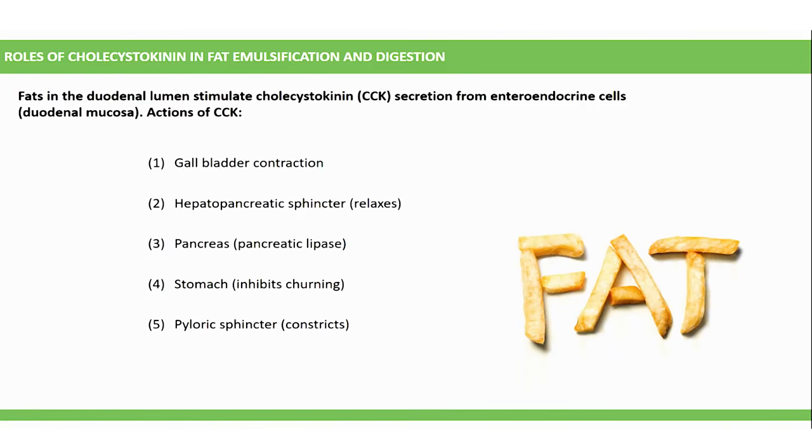I will now summarise the important roles of cholecystokinin in aiding with the emulsion and digestion of fats. Just remember, if you eat a fatty meal, you need cholecystokinin to aid with the digestion and emulsion of that fatty meal. So here I have a list of the prime functions of cholecystokinin in association with ingestion of a fatty meal and the secretion of cholecystokinin from the enteroendocrine cells in your duodenal mucosa. That cholecystokinin will contract your gallbladder, leading to release of bile.